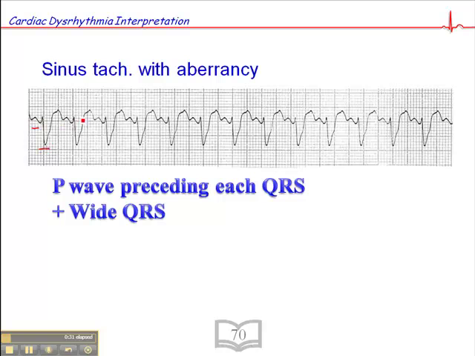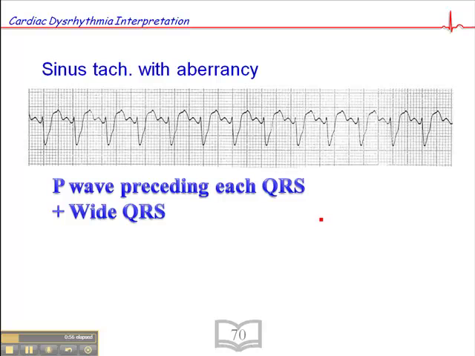So despite the fact that this QRS is wide, it begins here and ends somewhere around here, so this is clearly a wide QRS, we have consistently one P wave per QRS, P wave, P wave, P wave, P wave. We have that with every single beat, P wave followed by QRS. That means that we have a sinus rhythm with aberrant conduction.